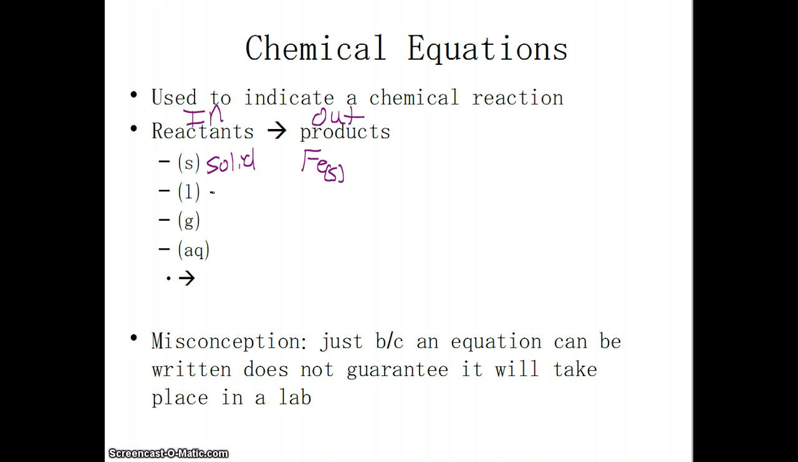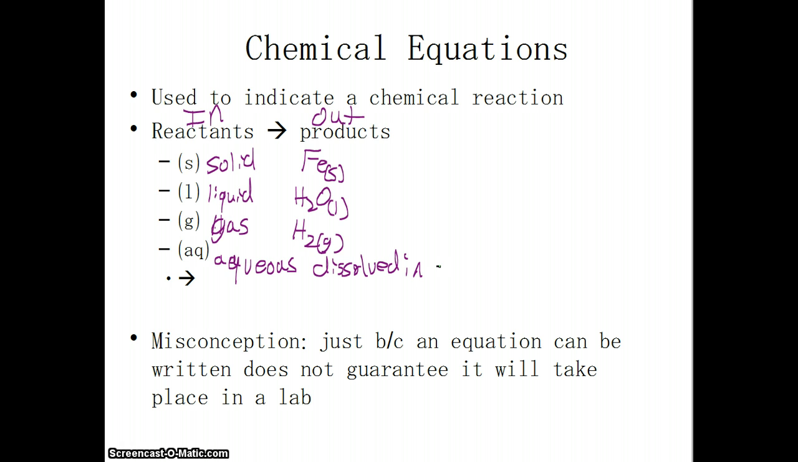If I have an L here, that means a liquid. An example of a liquid would be H2O, that would be water. If we have a G, that stands for gas, an example of that would simply be H2 in its gaseous form. And the final one here means aqueous. A-Q-U-E-O-U-S. Aqueous. And aqueous means dissolved in water.